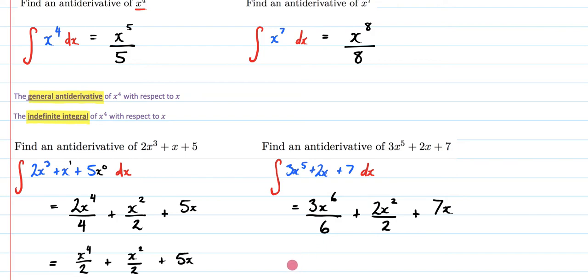Now you'd have to clean this up a little bit, so this is going to be x to the power of 6 over 2 plus x squared plus 7x. All right, so we have finished going through that. We've simplified it all nicely, and that's how we do anti-differentiation.